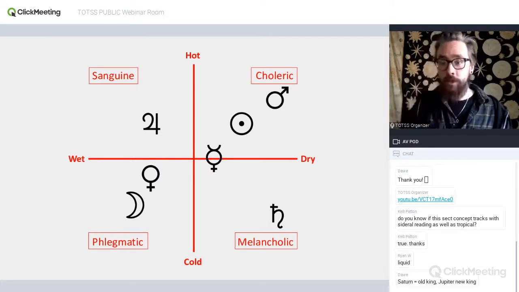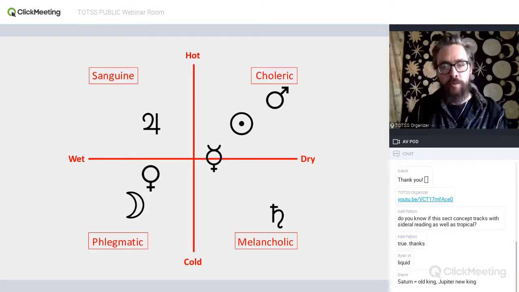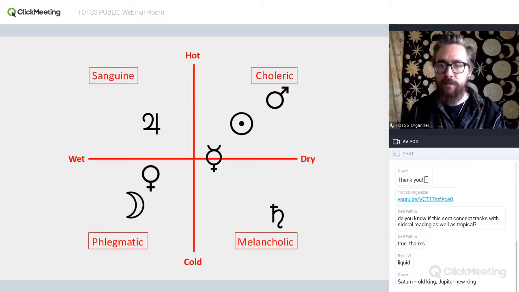All right, so the planets can also be categorized this way. This is just a rough graph to give you some indications here. One thing you'll notice is that the malefics, Saturn and Mars, tend to extremes. So Mars is extremely hot and extremely dry, and Saturn is extremely cold and extremely dry. And I was thinking about this stuff in terms of different landscapes or environments.